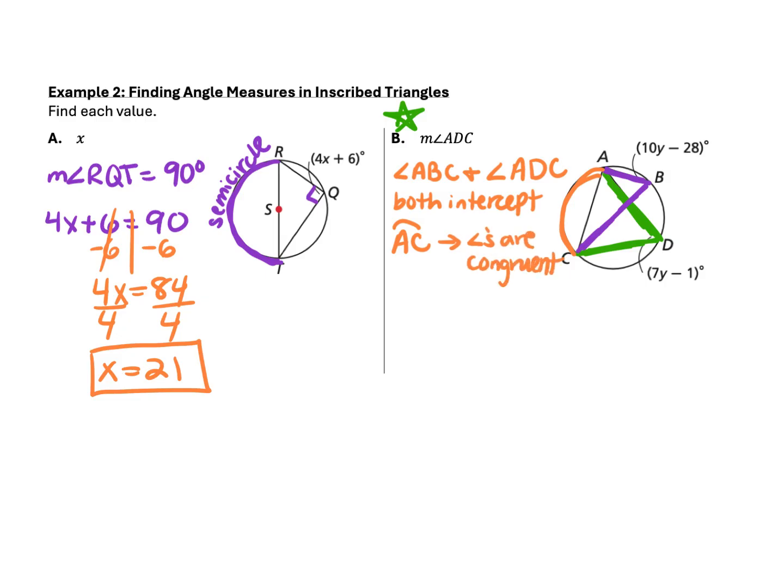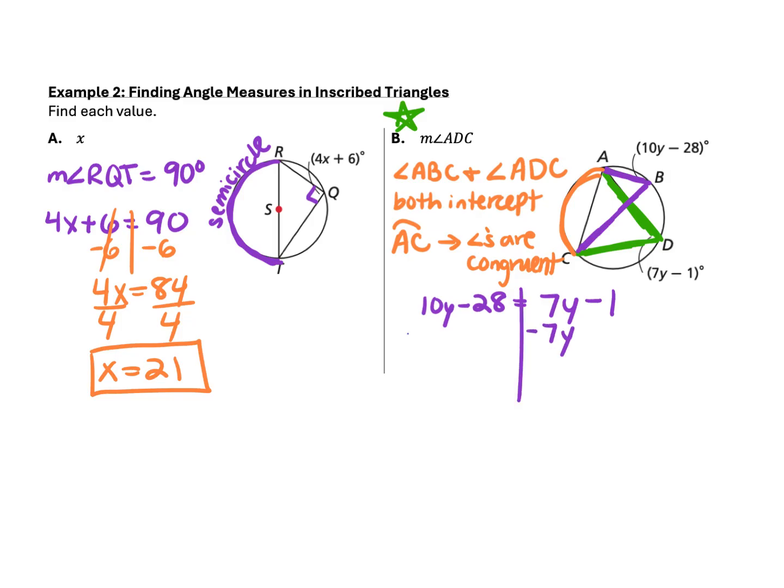And we can use that to set up an equation. Angle ABC, you can see, is 10y minus 28. And that has to equal angle ADC, which is 7y minus 1. From here, we can do our algebra steps.